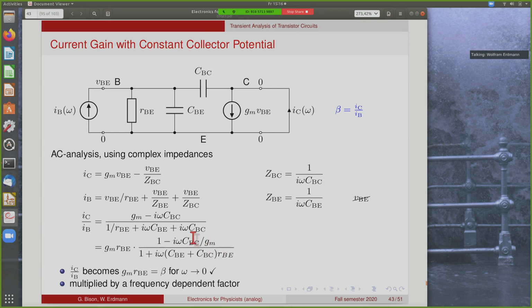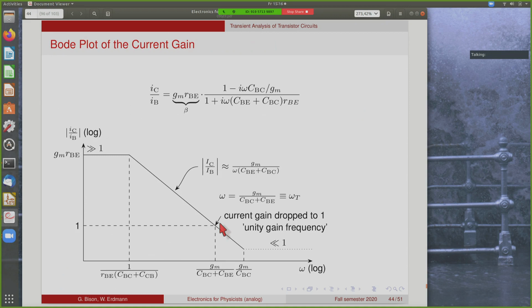So here we have the similar capacitances. Here's CBC and here's CBE. In this case, we have divided by Gm, so this is usually the much smaller contribution, and most of the time the other one is more important. So this term will always be much larger than that term.